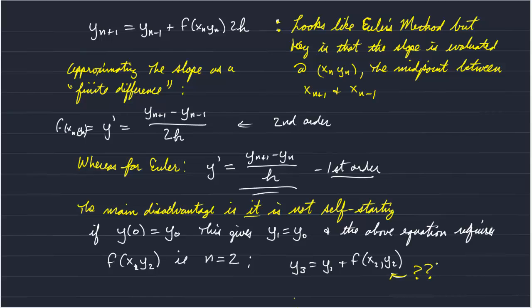So that's the main disadvantage. We can get around that by using Euler's method to solve for y2. So we can address this weakness by using Euler's method. And to get the same level of accuracy, we'd have to use a smaller step size.